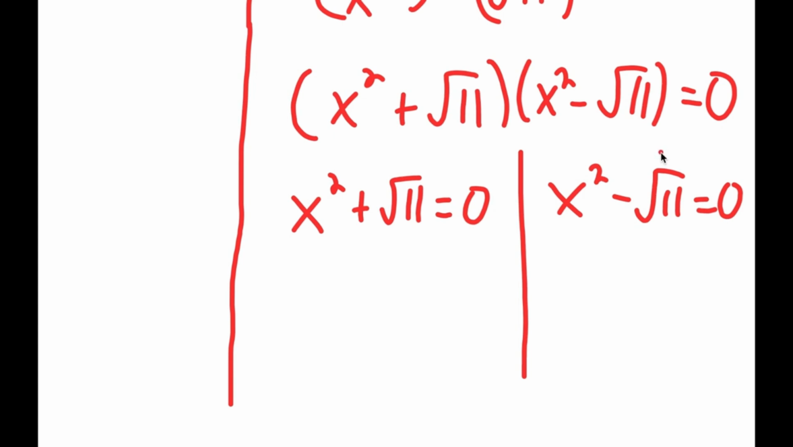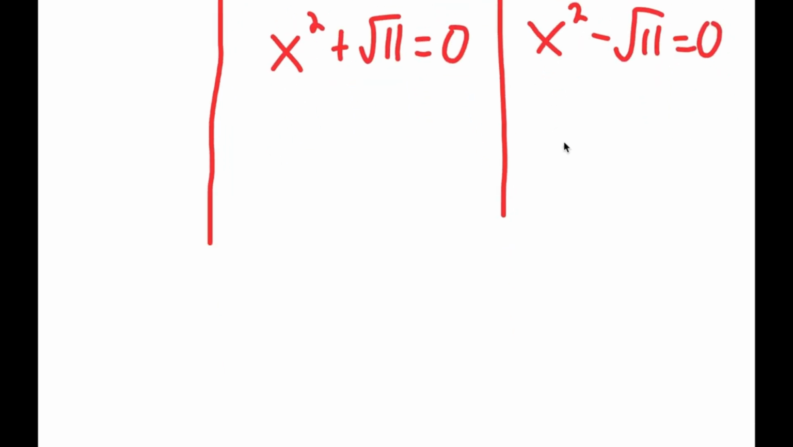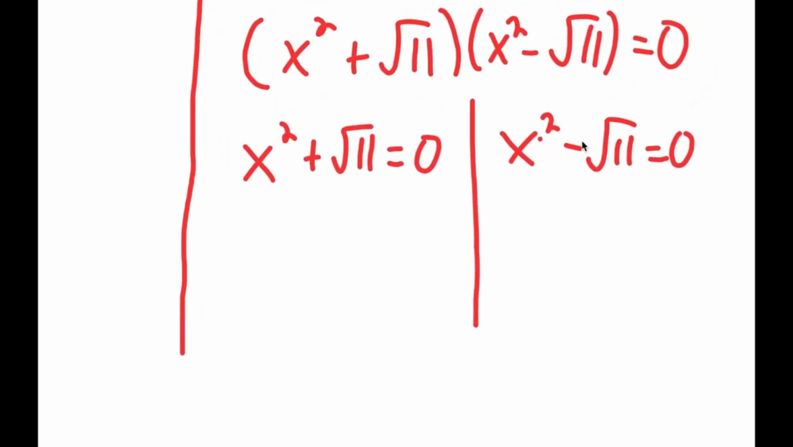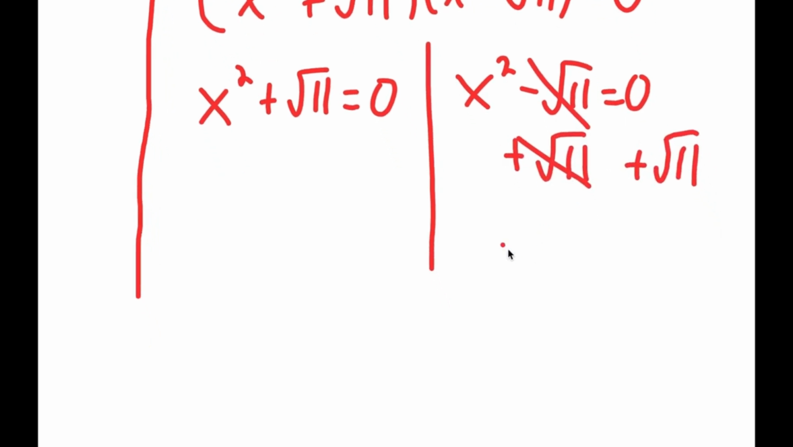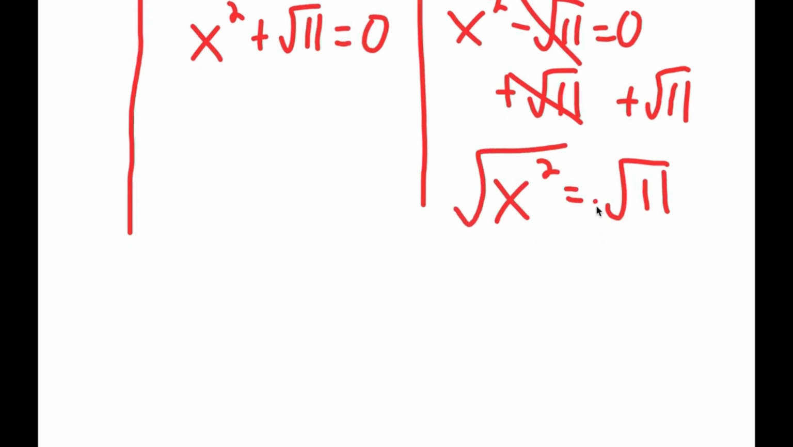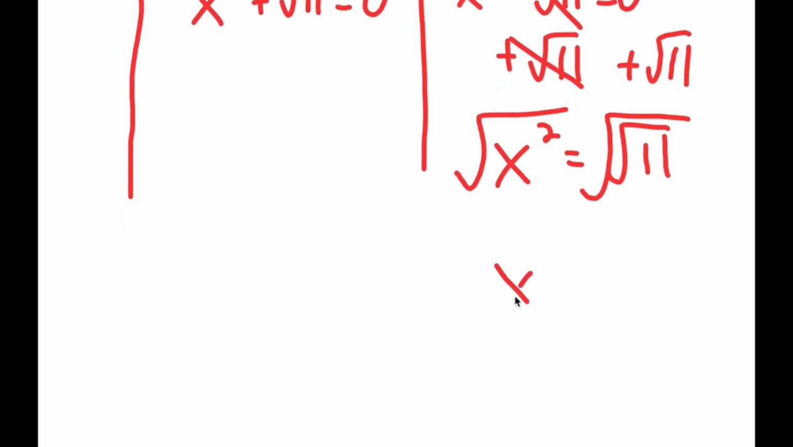Now, what I can do is, for x squared minus the square root of 11 equals 0, I'm going to add the square root of 11 on both sides. So then these two cancel out, and I get x squared is equal to square root of 11. And now if I take the square root on both sides, square root of x squared is x, and the square root of 11 is the 4th root of 11. This is positive or negative.